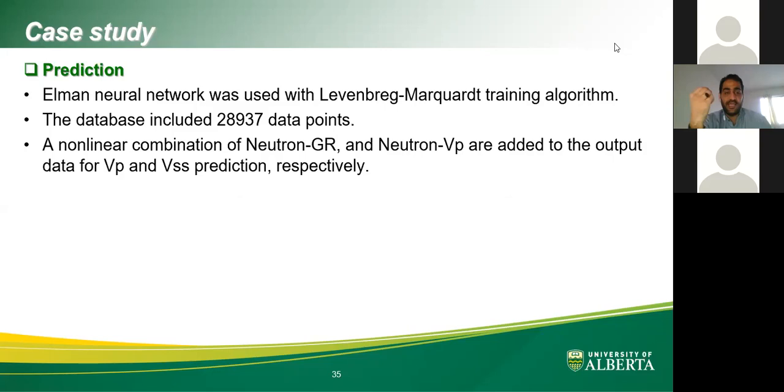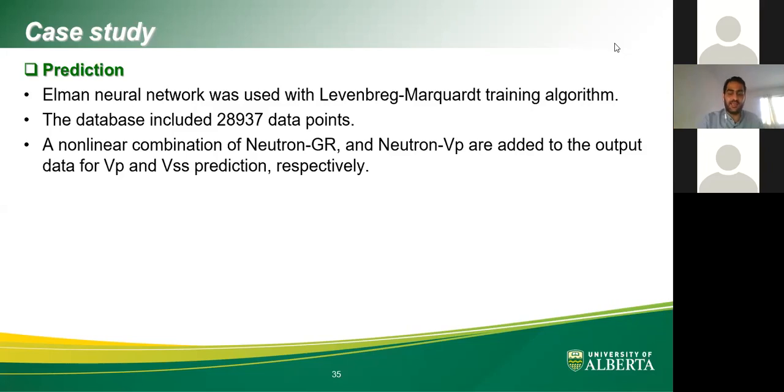If you use a nonlinear combination of your input data, for example, we have neutron and gamma ray in my input data, and you put it as an output, in addition to, for example, VP or VS, it helps your network to be trained well. It helps your network to uncover the hidden relationship between the input values and output values. And really it worked.